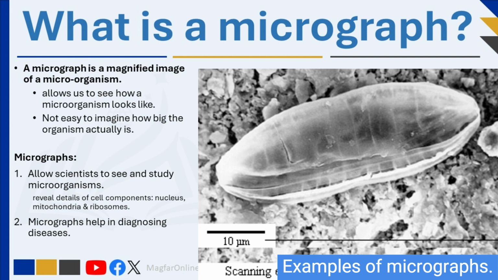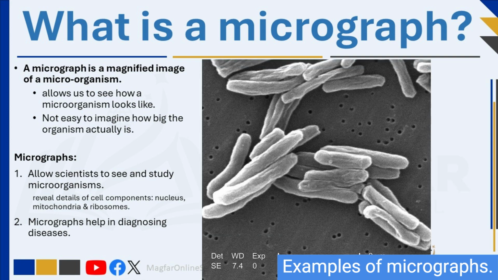A micrograph allows us to see what the microorganism looks like up close, but it makes it difficult to imagine how big the organism actually is. Since microorganisms are too small to be seen without magnification, micrographs are crucial for scientists to study and understand their structure, behavior, and function. Why are micrographs important?